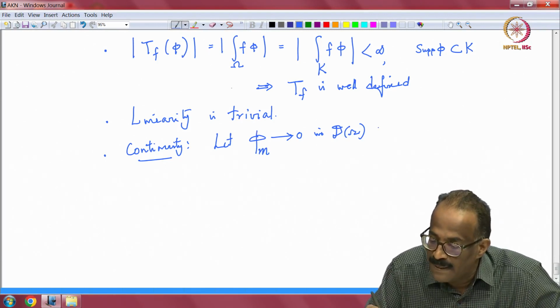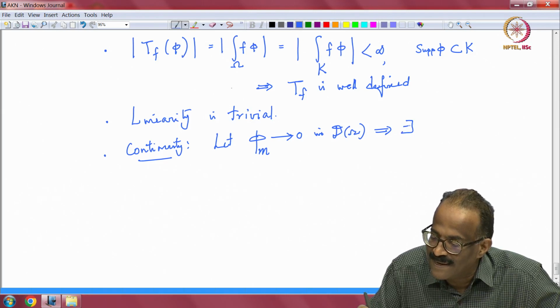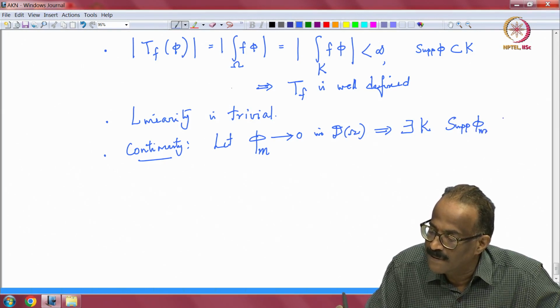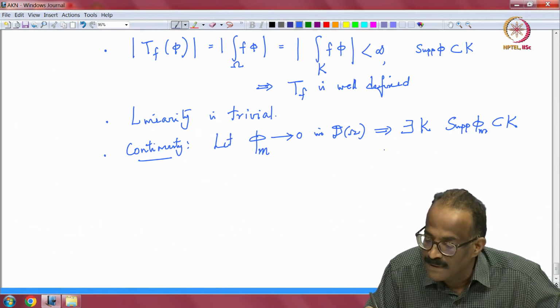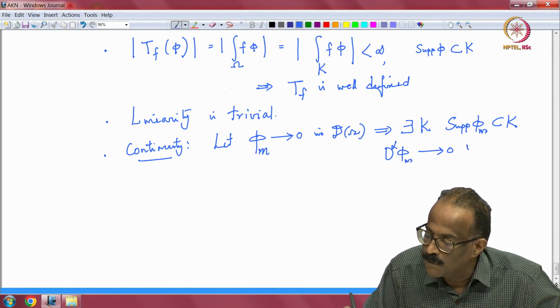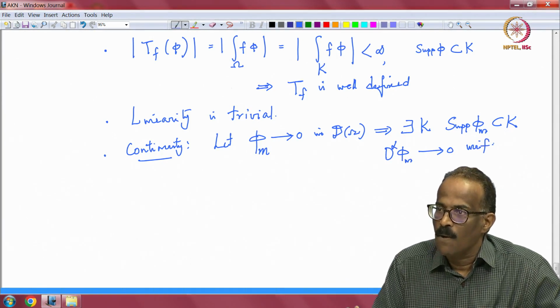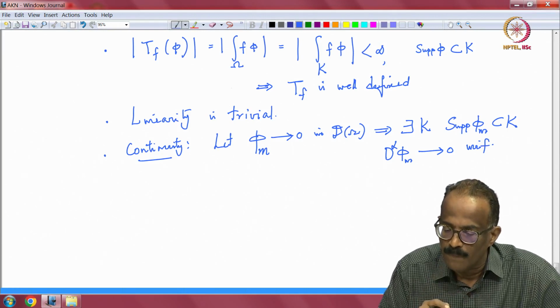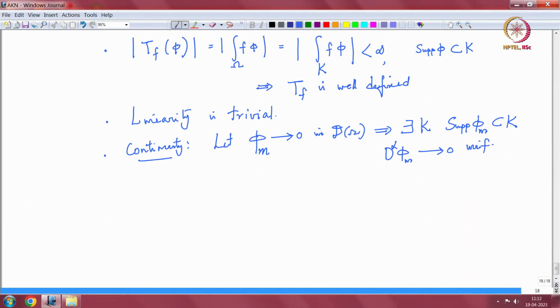So this implies there exists K, the support of phi m contained in K. You have to write down such things, and D^alpha of phi m goes to 0 uniformly. But for this particular problem, you do not need all the derivative convergence. It is enough to have phi m goes to 0 uniformly.